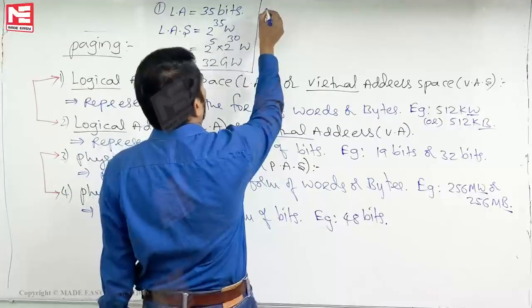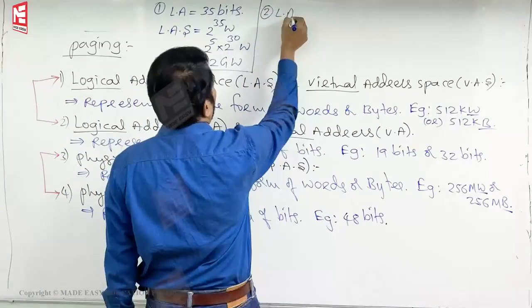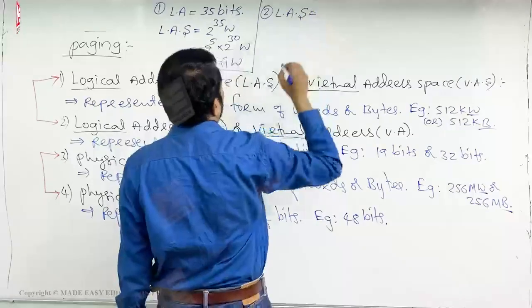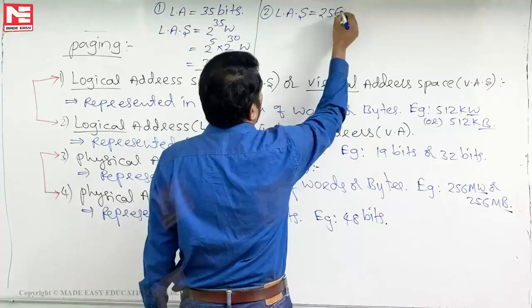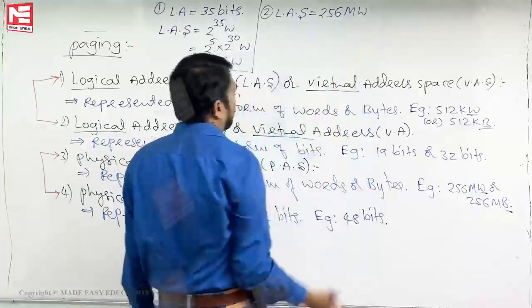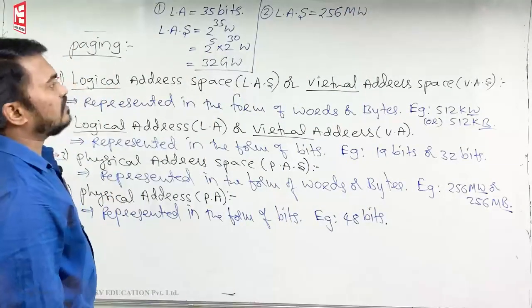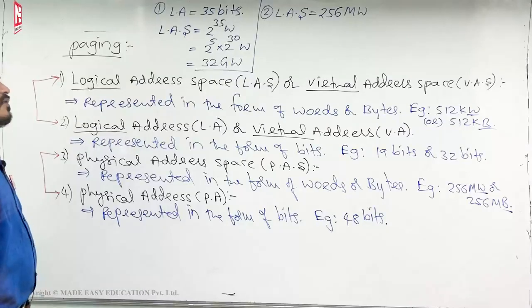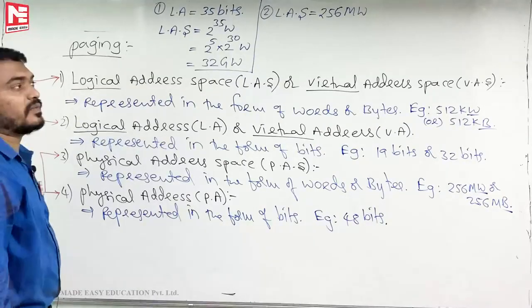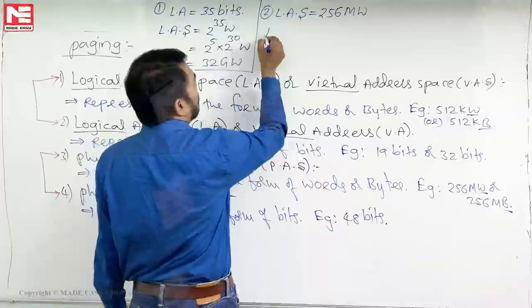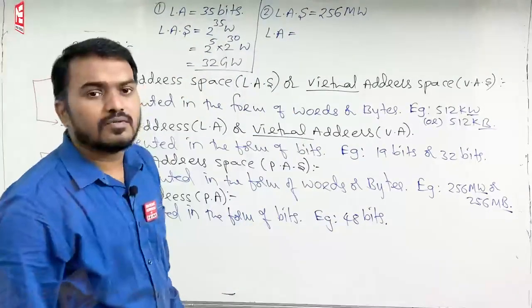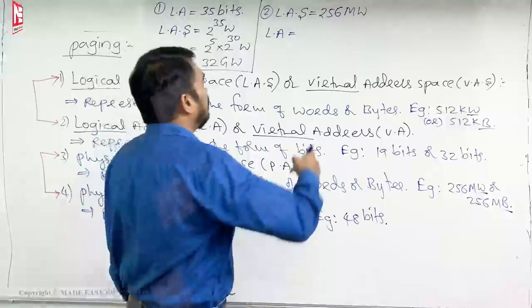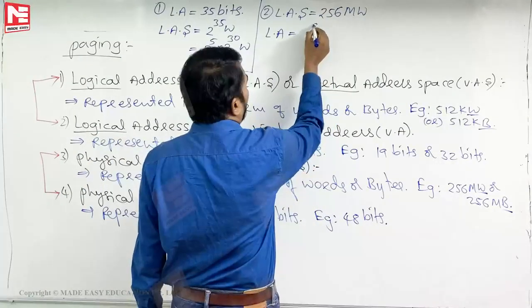Next, now understand here, if the logical address space is given, just listen carefully, logical address space is 256 mega words. Now tell me, if the logical address space is 256 mega words, what will be the logical address? You write that in the form of what? 2 powers. Right, in the form of 2 powers. So 256 is what? 2 power 8.